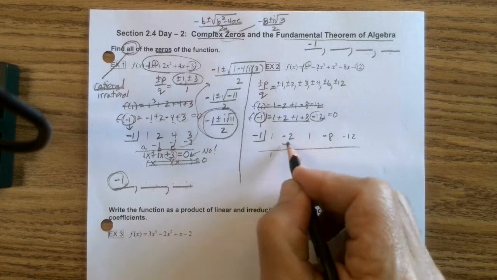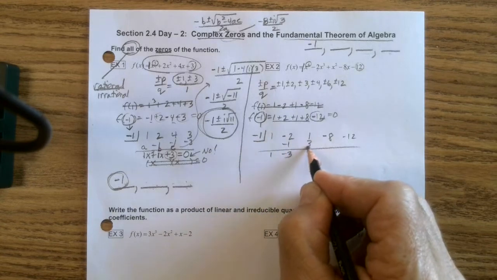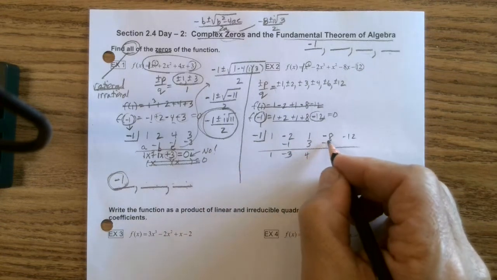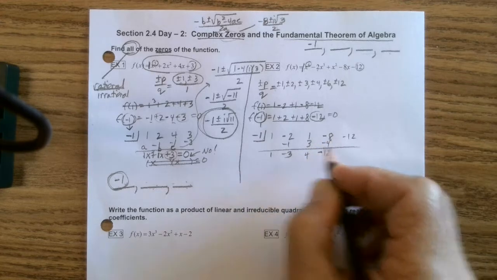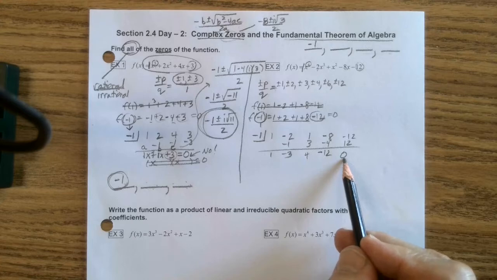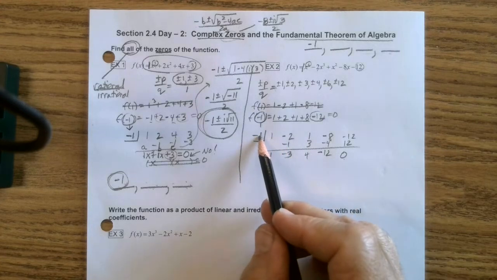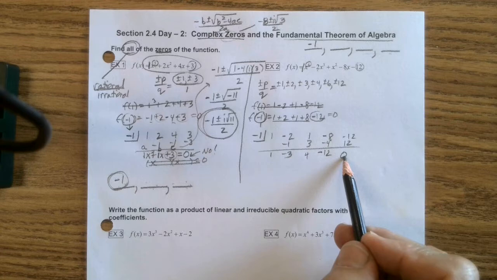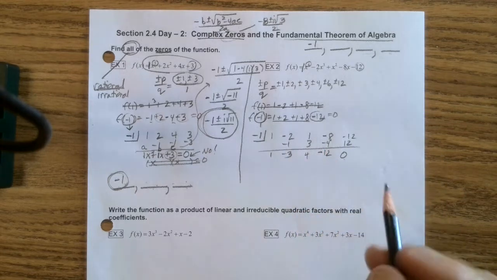Drop the 1, multiply, add. Multiply, add. Negative 12. This is a 12. That's a 0. This is a good sign, because if negative 1 is one of our solutions, there should not be a remainder when we're done with all of this. I hope that makes a little bit of sense.